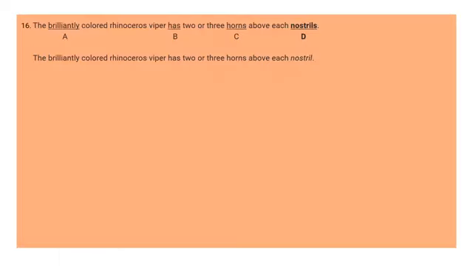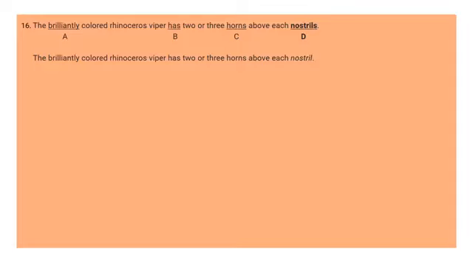Okay, continue to the next question. It's about written expression or analysis error. Okay, the brilliantly colored rhinoceros vipers has 2 or 3 horns above each nostrils. And the answer is D, nostril.